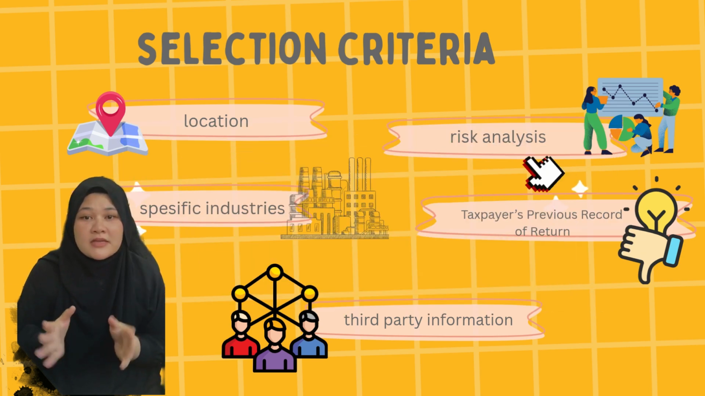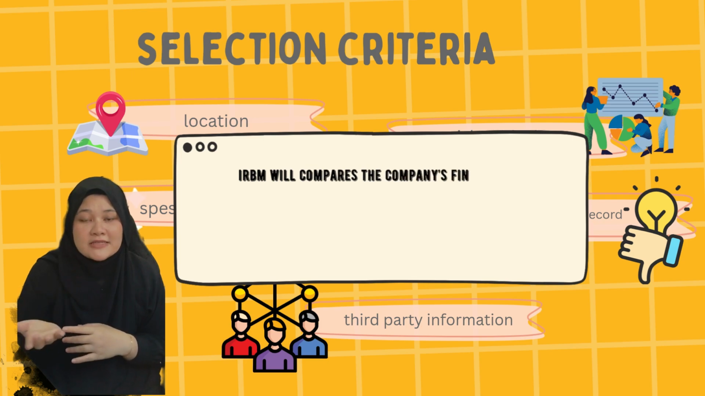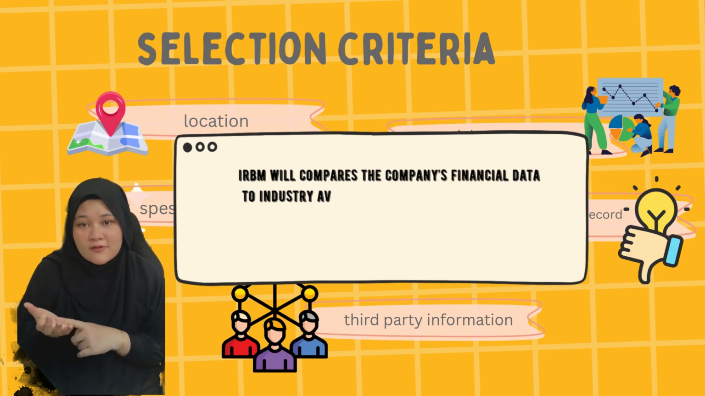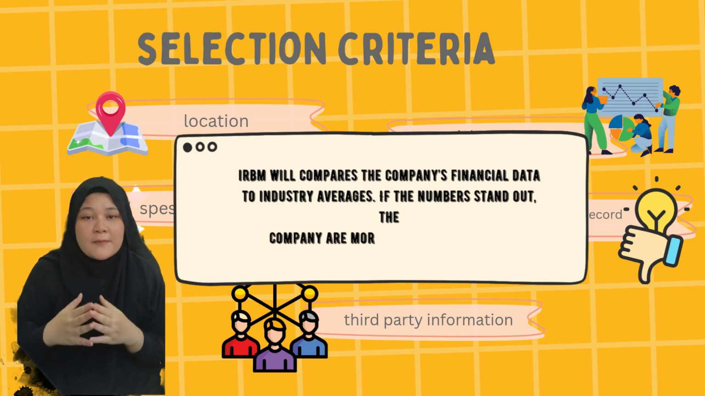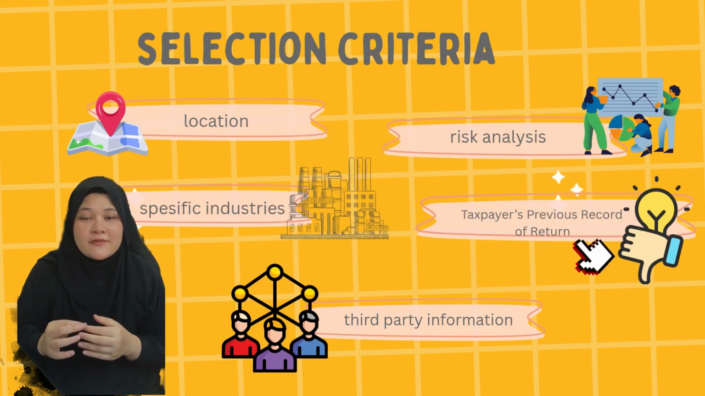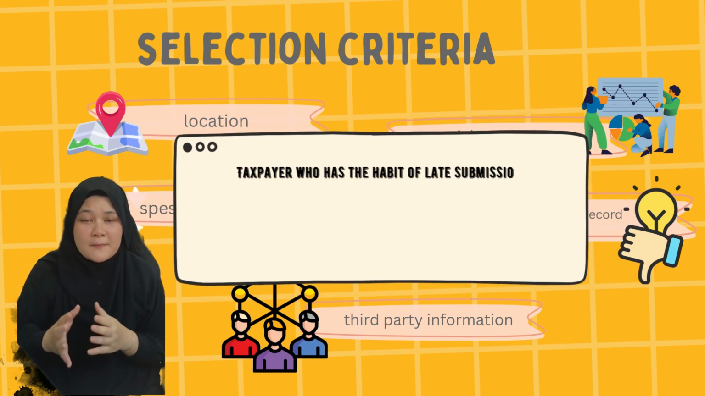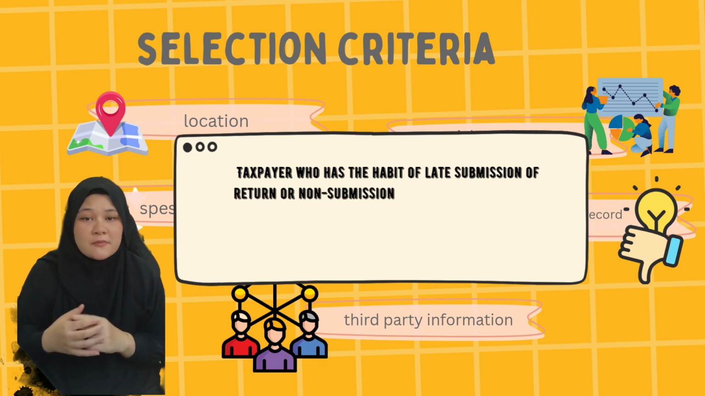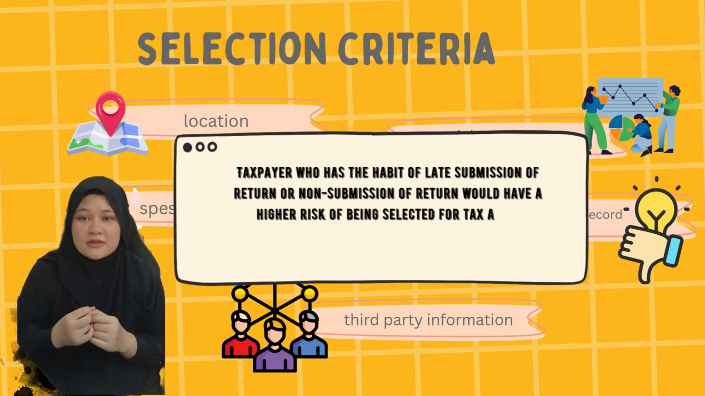Then, the fourth is risk analysis. IRBM will compare the company's financial data like turnover or profit to the industry average. If the numbers stand out, the company is more likely to be audited. Last one, taxpayer's previous record. A taxpayer who has the habit of late submission of return or non-submission of return would have a higher risk of being selected for tax audit.